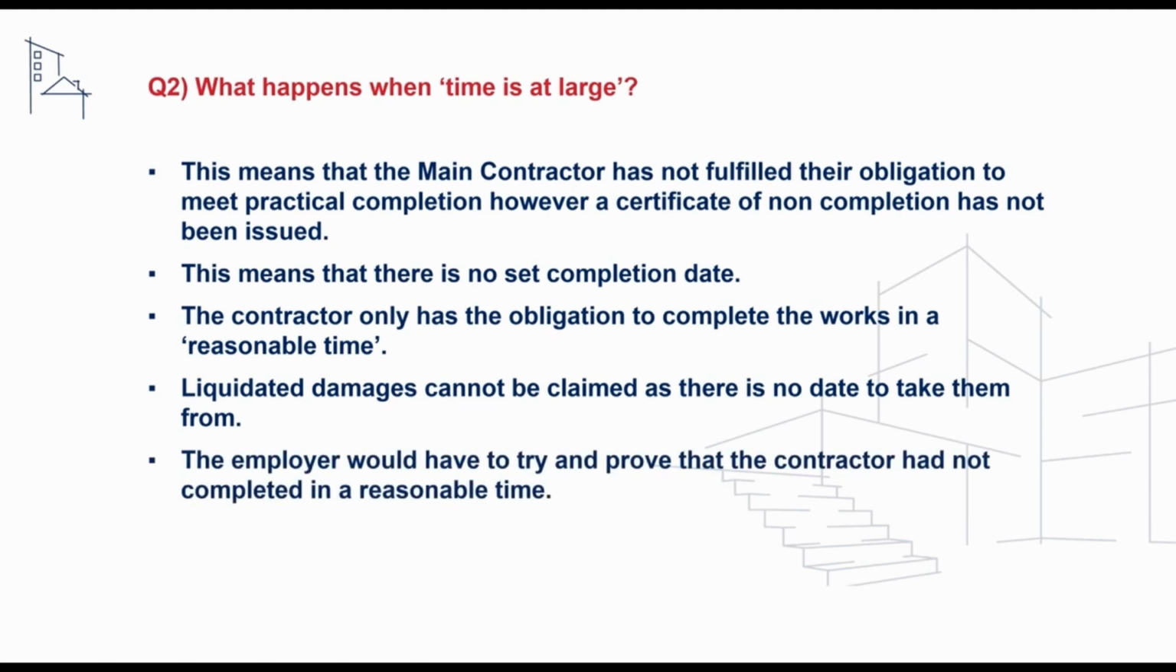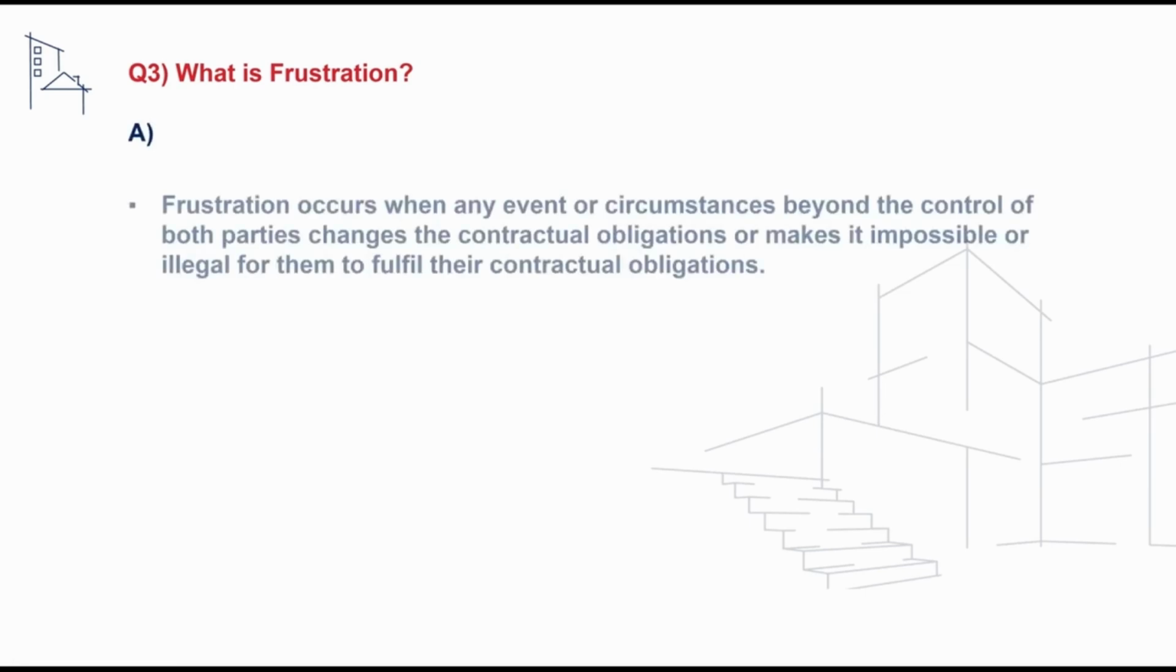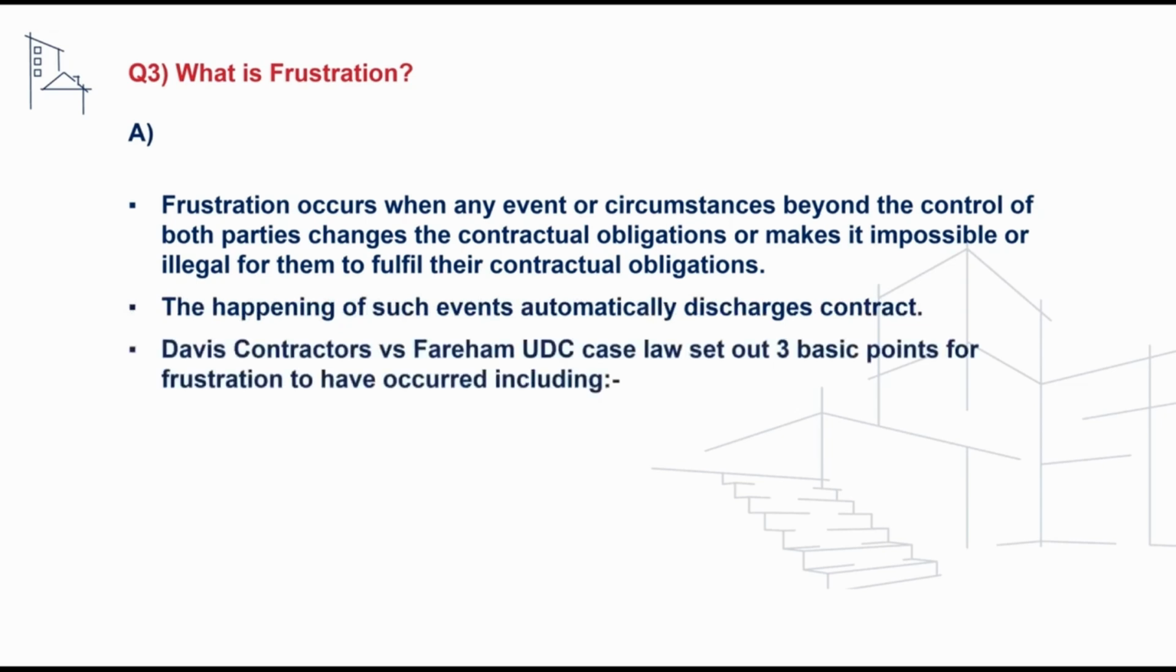time. The next question we'll address checks the candidate's understanding of the term frustration, and to address this, candidates would need to advise that frustration occurs when any event or circumstance beyond the control of both parties changes the contractual obligations or makes it impossible or illegal for them to fulfill their duties. The happening of such events automatically discharges the contract, and in the piece of case law Davies Contractors versus Fareham UDC, 3 basic points were established that must be met in order for frustration to have occurred.